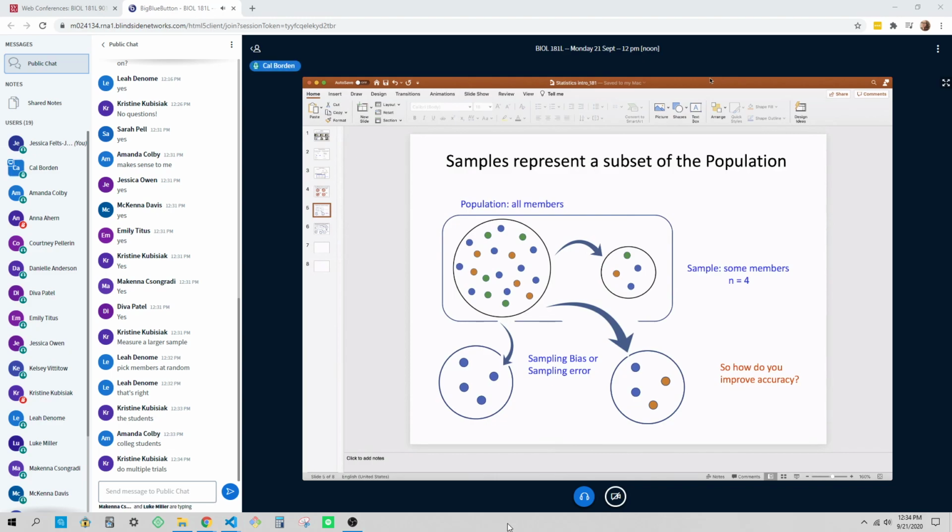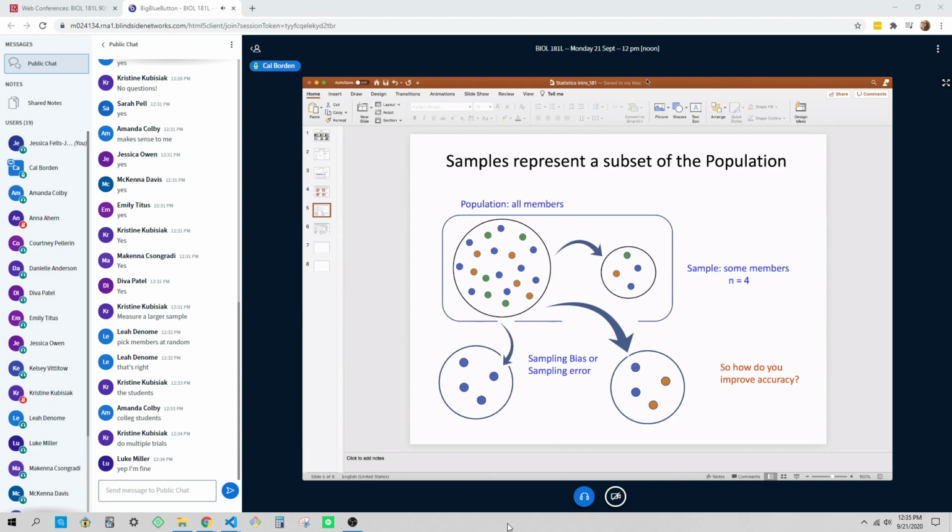All right. Christine says do multiple trials, and that is also correct. In this particular case, if I use my terminology, Christine, I'll say you take more than one sample. So maybe Luke has a research team with McKenna, and they go out and collect one sample of wolverines. And then Diva has another research group with Christine and Leah, and they go to a different part of Michigan and collect a different sample of wolverines. And so we are making multiple samples from the mother population. The mother population in this case is all wolverines in Michigan.